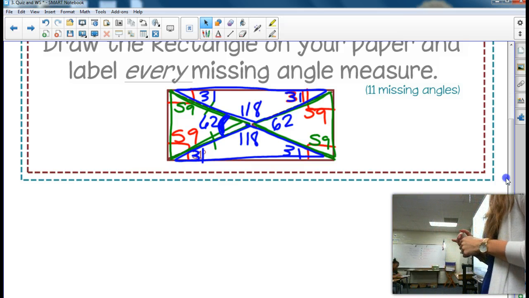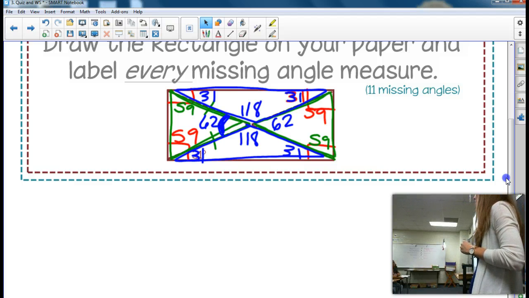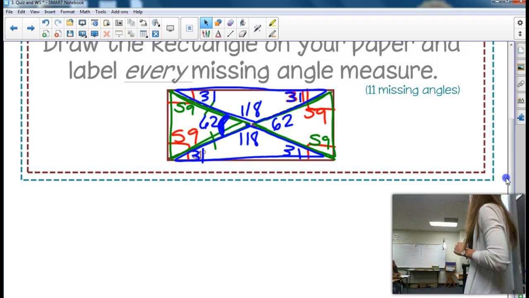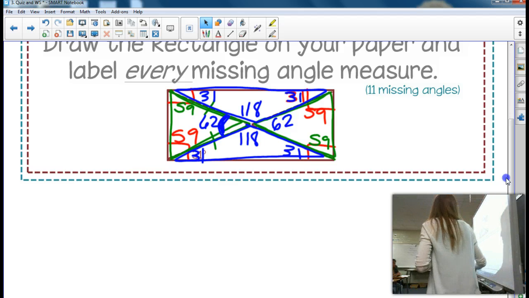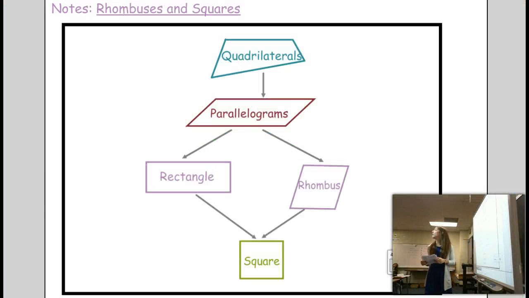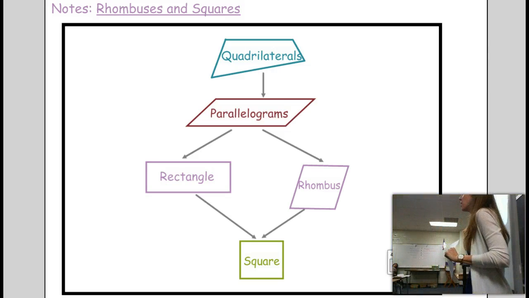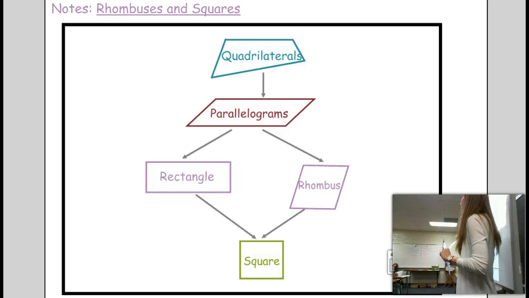Ask me a question about the angles of a rectangle. How many are there? Well, we found 12 of them. Okay. All right, so what we're going to do next is, in our family tree, when you are a shape, you're that shape and you're everything above you. So a rectangle is a rectangle. What else is it? Parallelogram and a quadrilateral.